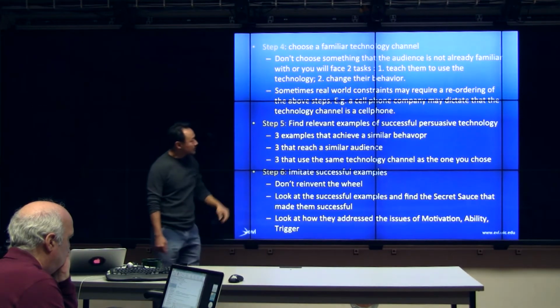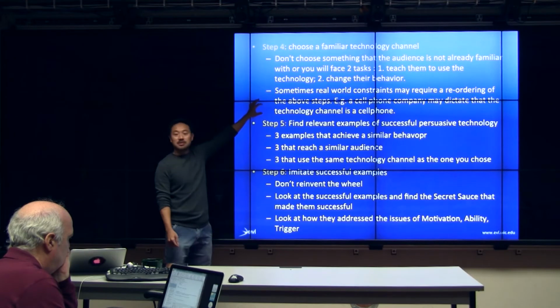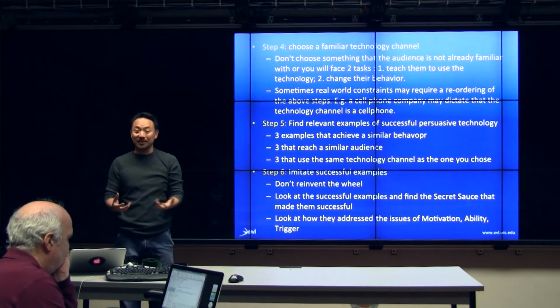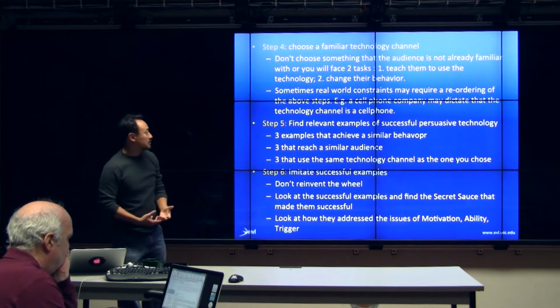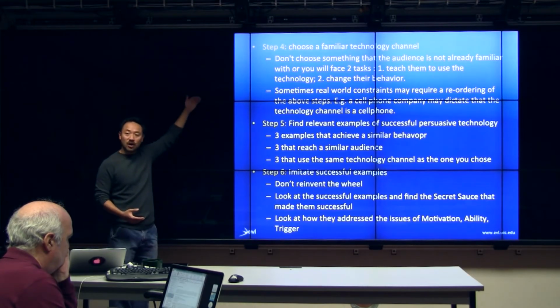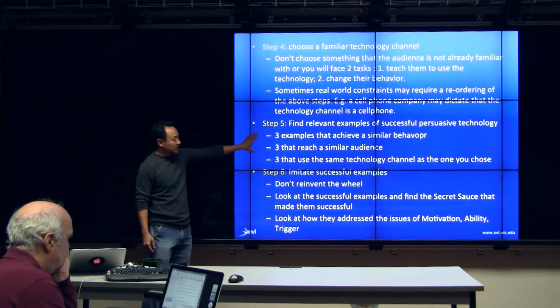Okay. Now, he mentions that in some cases, some projects are sponsored by, well, maybe like a phone company. So you're kind of stuck there. You're going to be using a phone as a piece of technology. Okay. And he says that's okay, but at least be aware of the other steps. So step 5 is basically, at that point, do your homework.